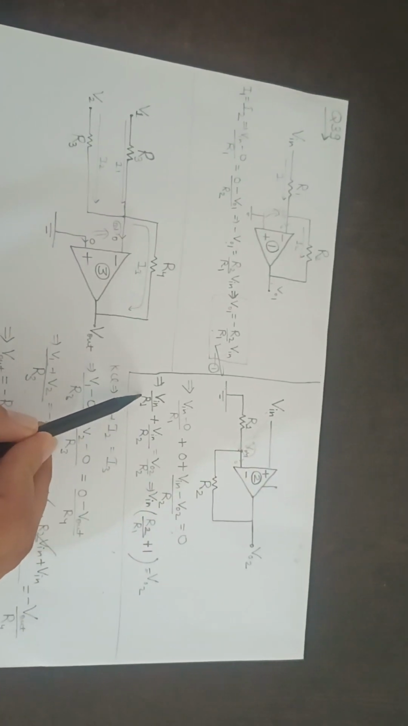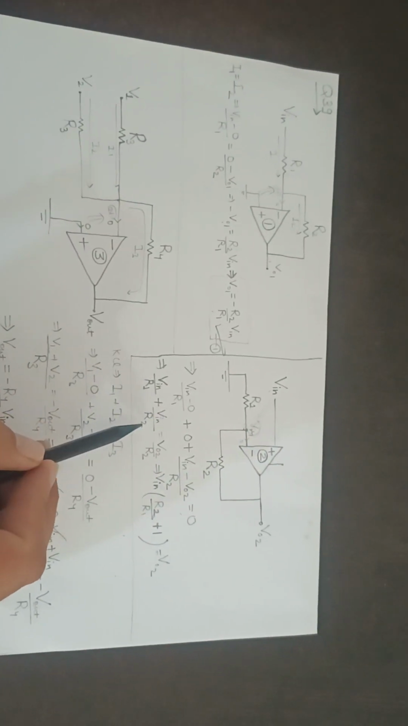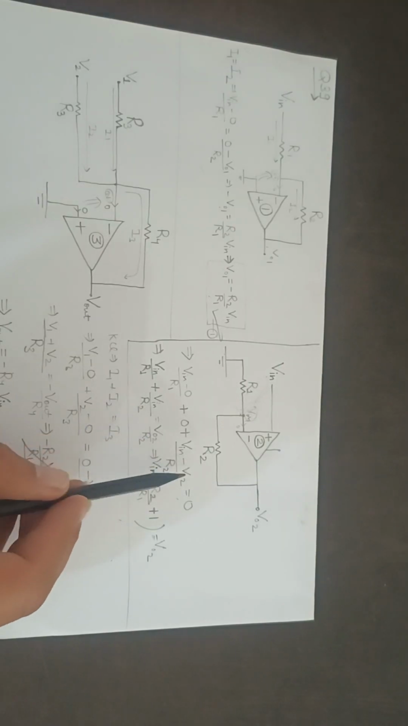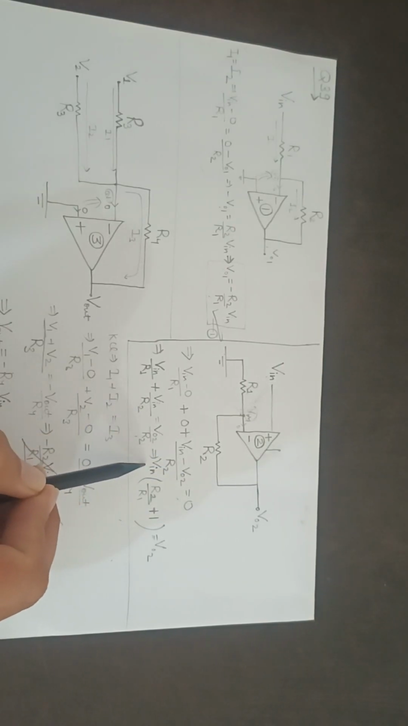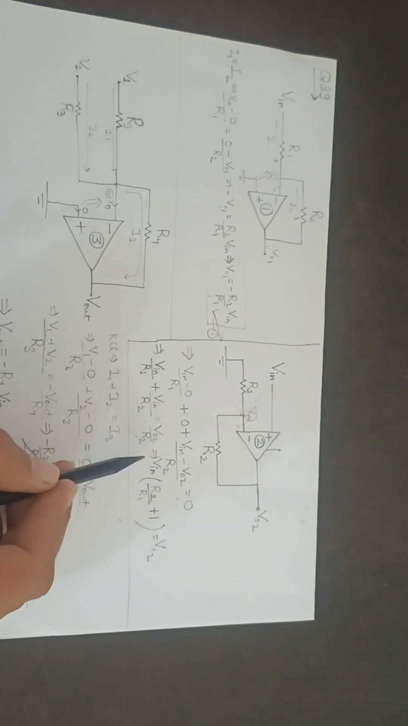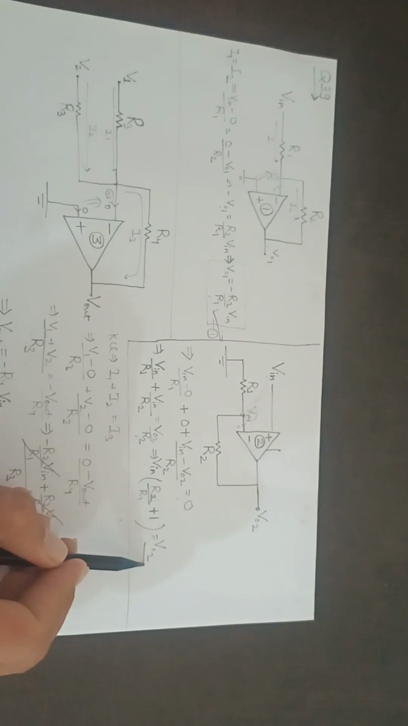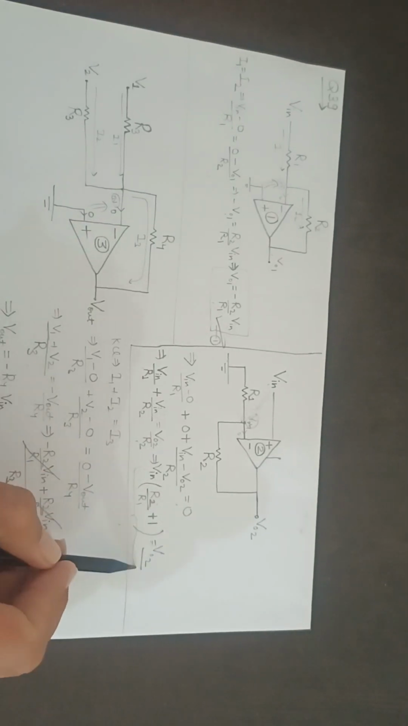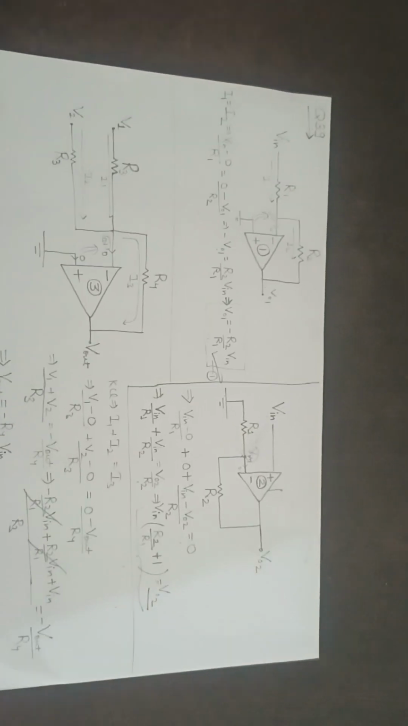So this will be Vin by R1 plus Vin by R2 is equal to VO2 by R2. So Vin I take common, so this will be 1 by R1 plus 1 by R2, or I will multiply R2 this side, so this will be 1 plus R2 by R1 is equal to VO2 by Vin. So this is again a standard result for a non-inverting amplifier.